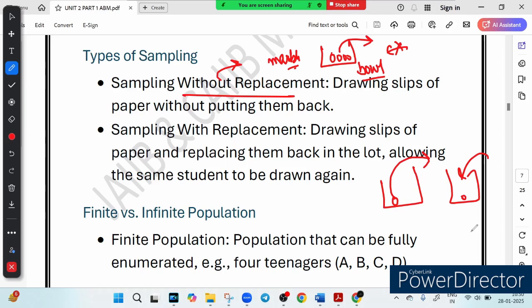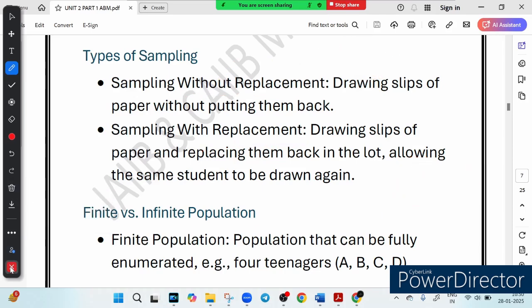So friends, hopefully this is clear. So this is called sample with replacement. That is why it is called with replacement, because replacement is possible, right? Because you are replacing them back in the slot, allowing the same student to draw again. So I hope it is clear now. So now let's talk about finite and infinite population. I hope the concept of sampling with replacement and without replacement is clear.